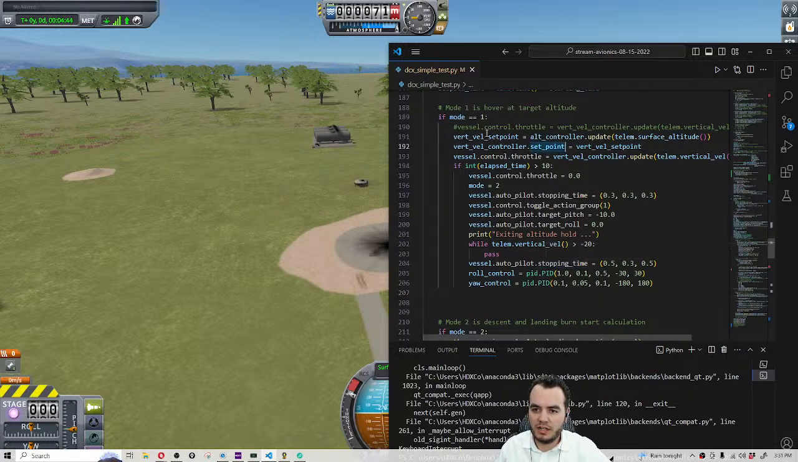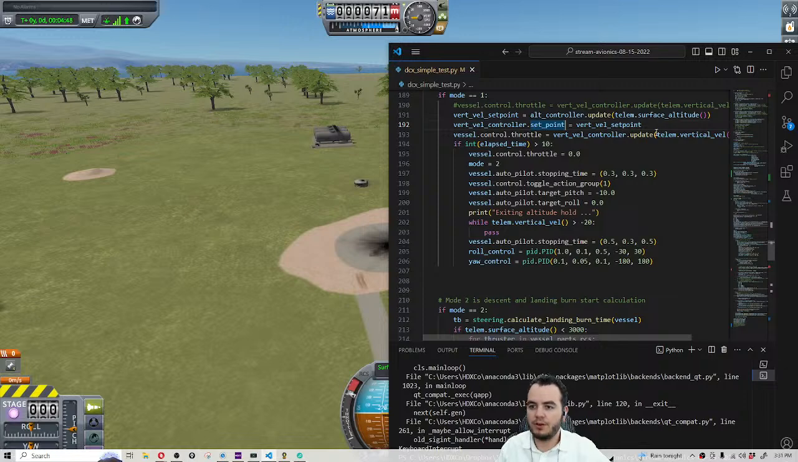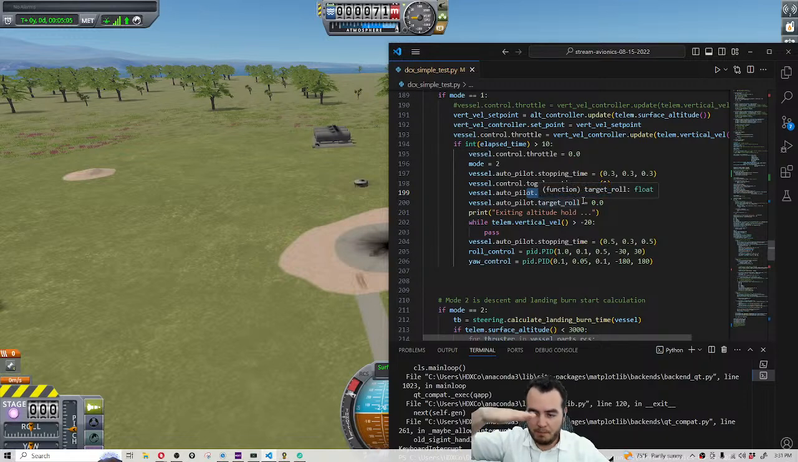So mode 1 is hover at target altitude, and we hover for a certain amount of time, 10 seconds, at which point we then cut the throttle. We enter our descent and landing burn calculation mode. But before we do that, we make sure to pitch ourselves negative 10 degrees. We enter a neutral roll.